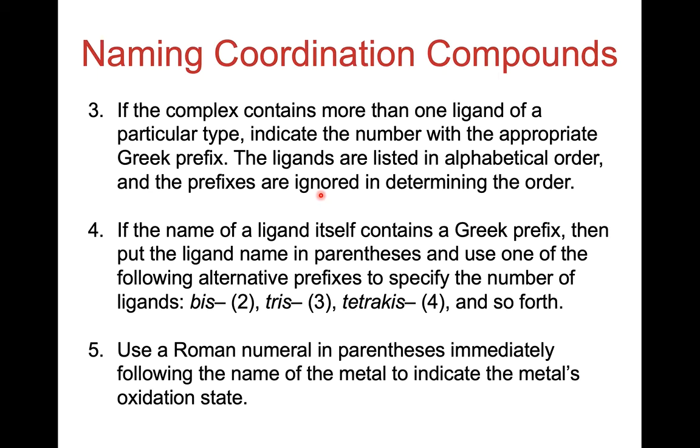The ligands are listed in alphabetical order, and the prefixes are ignored when we're determining that order. If the name of the ligand itself contains a prefix, then we need to use the fancy prefixes, such as bis, tris, tetrakis, and so forth. We use a Roman numeral in parentheses immediately following the name of the metal to indicate its oxidation state.